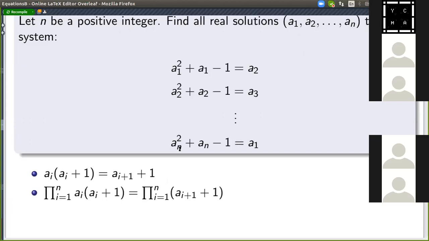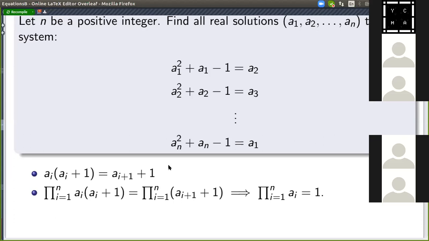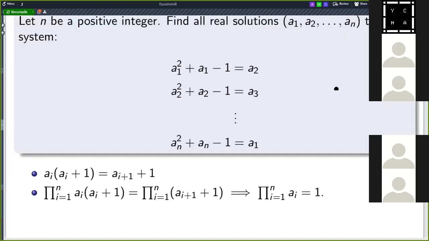And so after we cancel this out, we have the product of all these is 1. Another thing you might want to do, if we want to try canceling out terms, is try adding up all of the equations, because if you add up all of the equations, on the right side you'll just get a1 plus a2 plus a3 all the way up to an. And on the left side, you'll get the sum of the squares, and then the sum of the ai, and then minus n. So we can cancel out that term again.